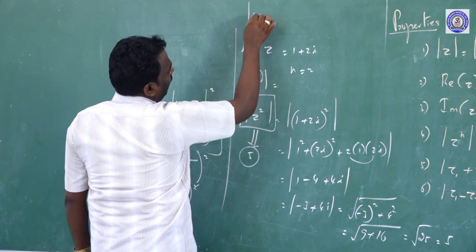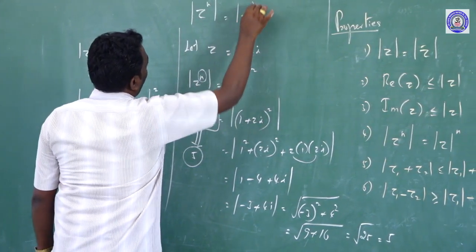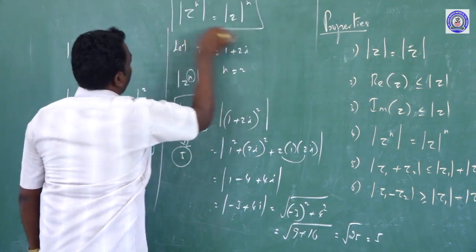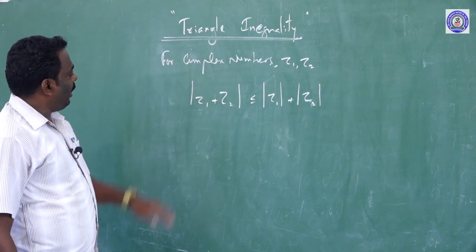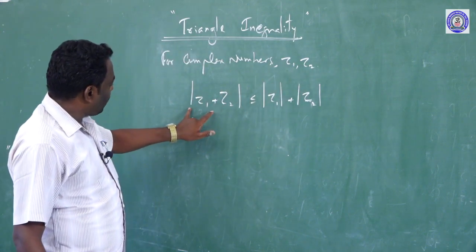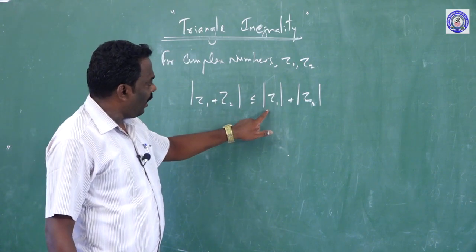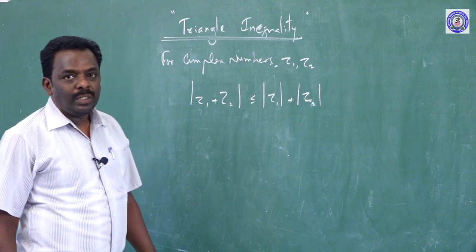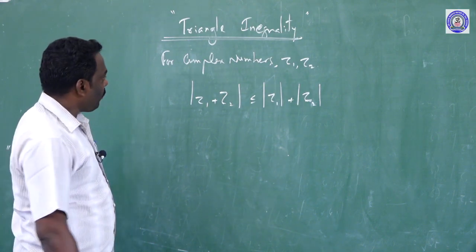Therefore modulus of z power n is equal to modulus of z whole power n, and it satisfies this property. Next property, the triangle inequality: for complex numbers z1 and z2, modulus of the sum z1 plus z2 is less than or equal to modulus of z1 plus modulus of z2. That we want to prove, property number 5.